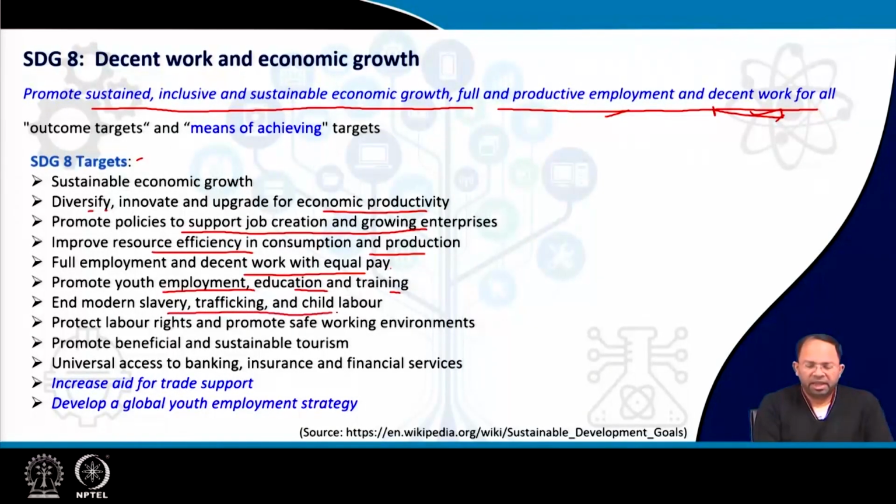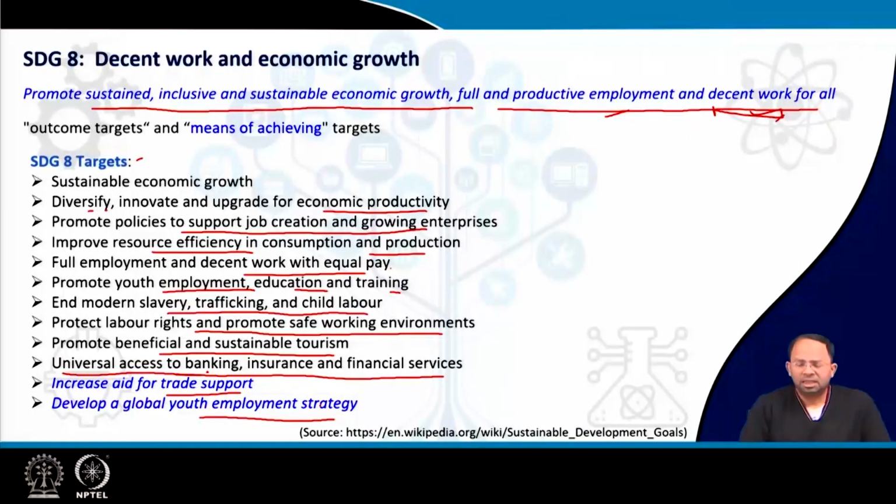Ending slavery, trafficking and child labor, modern slavery of course. Protecting labor rights and promote safe working environments. Promote beneficial and sustainable tourism and universal access to banking, insurance and financial services. So you can see this is very, very important. So the other things are like trade support and developing global youth employment strategies. So these are not actually related with the ULB, but in general we can say all these are lofty ideals or lofty targets which every society should try to achieve.